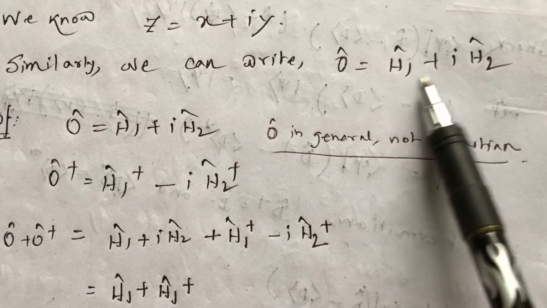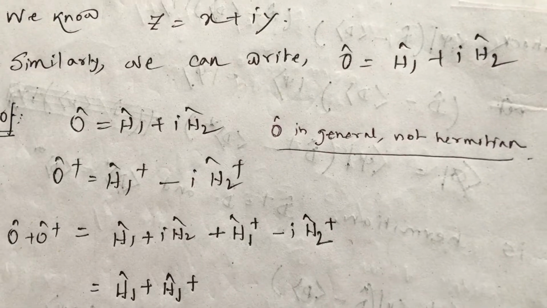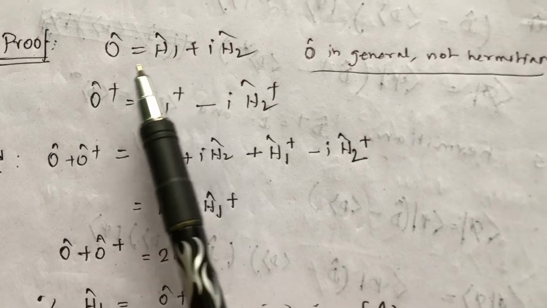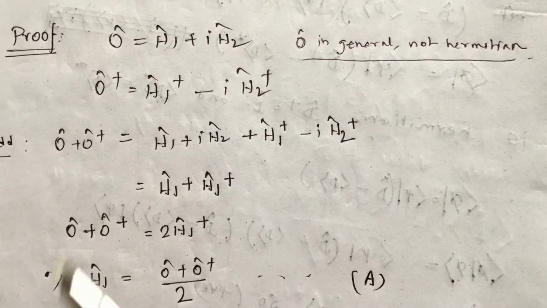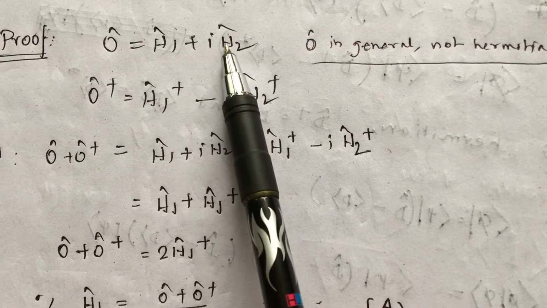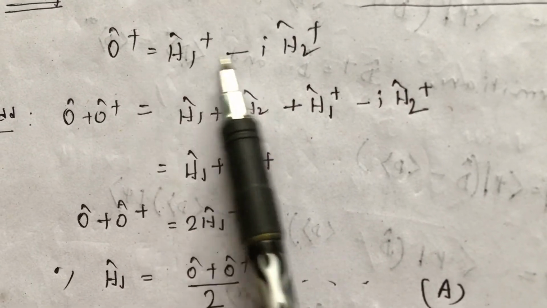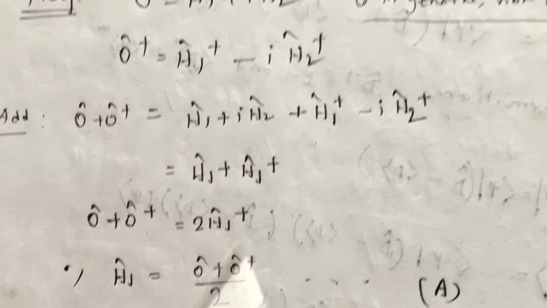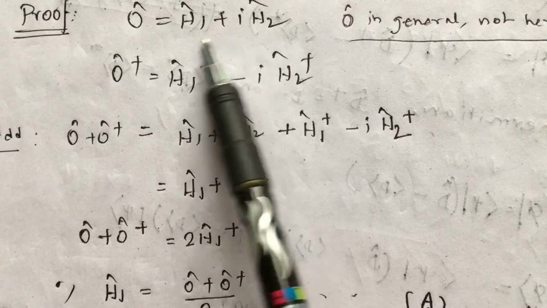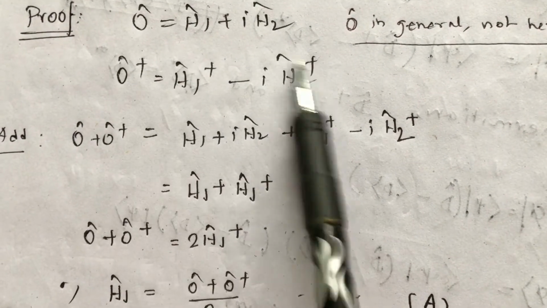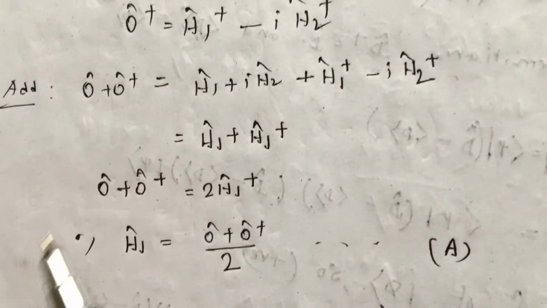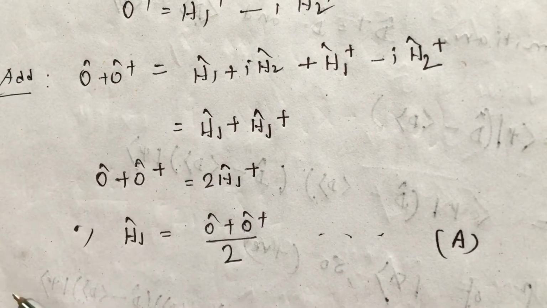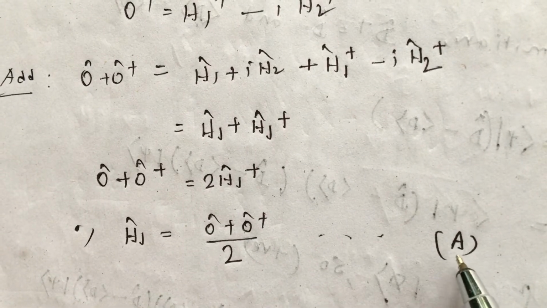Let's say that these two are Hermitian operators. I will check that these two are actually Hermitian operators. So let's start with this. O equal to H1 plus iH2, and if I take O dagger, I will get this. Then I add O with O dagger. One thing I would like to say is that this is a construction. By construction, I have written this line. And so by taking the summation of O and O dagger, I have arrived at equation A.